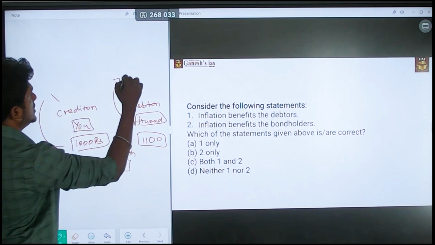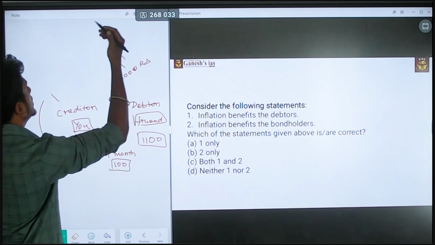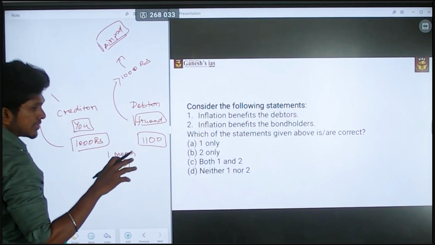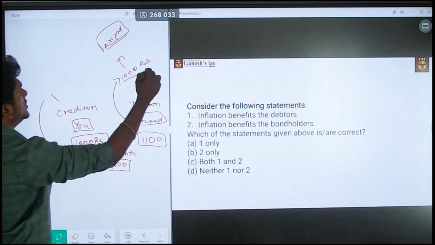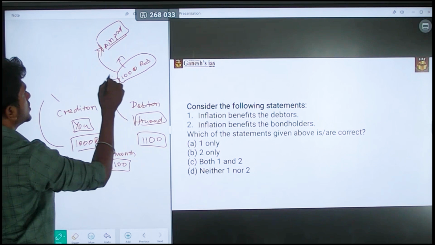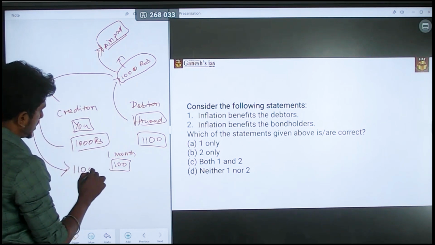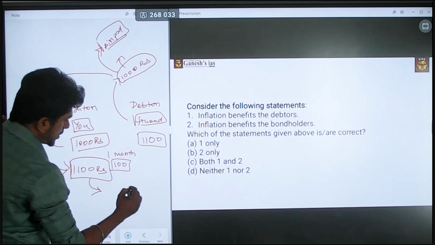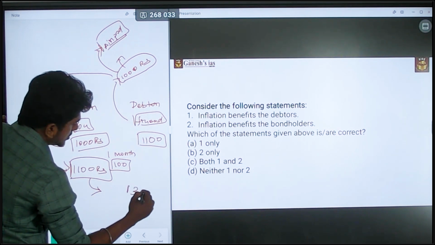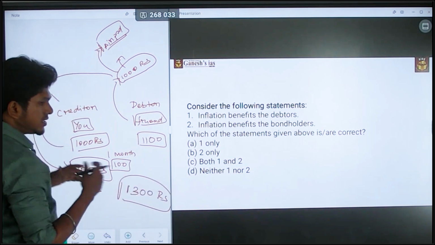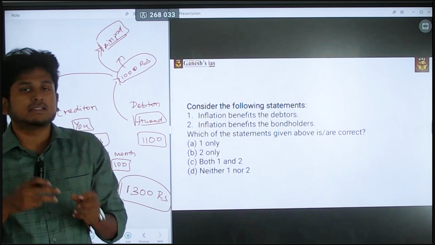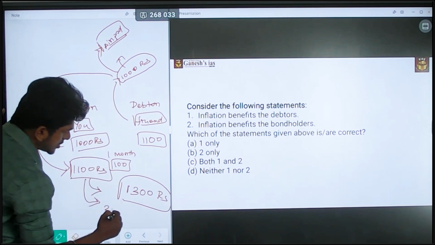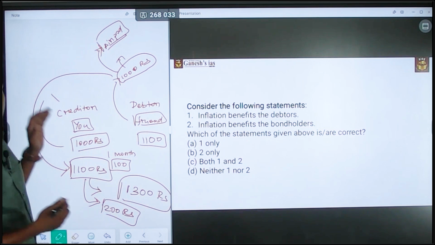But what your friend is actually doing is, with that 1,000 rupees, he is going to buy an AirPod. Consider that the market is in inflation. So with this 1,000 rupees, he buys the AirPod, and returns you 1,100 rupees after 1 month. Now you are planning to buy this AirPod, but at that time the AirPod price is, consider, 1,300 rupees. Due to the inflation in the market, the price of the AirPod has increased. So even though you have 1,100 rupees, you need an extra 200 rupees to buy this AirPod.